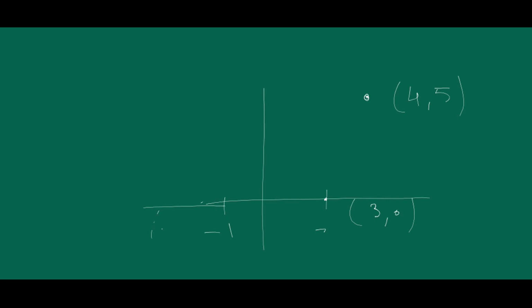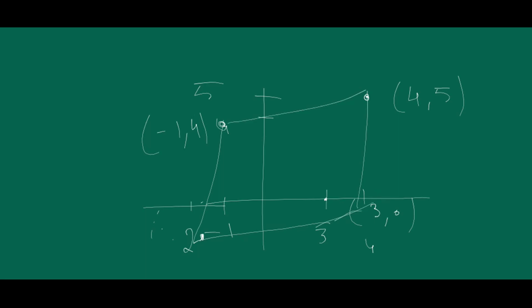Minus 1. This is 3. This is 4. Minus 1 comma, this side is 5. So minus 1 comma 4 would be somewhere here. And the final point is minus 2 comma minus 1, somewhere here. Okay, this is the rhombus that they have given us. Just an approximate idea, just for the representation. The main important part is the distance.